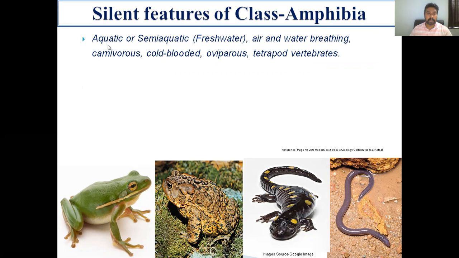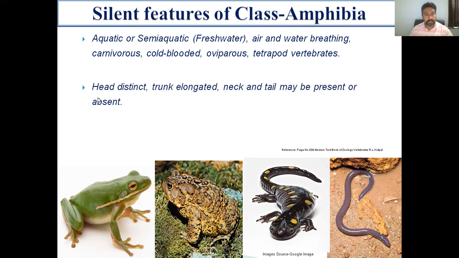carnivorous, means they feed on other animals, cold-blooded, means they are not able to maintain their body temperature. Their body temperature changes with the external environmental temperature. Oviparous means they lay eggs. Tetrapod vertebrates means they have two pairs of limbs, one pair of forelimbs and one pair of hind limbs.